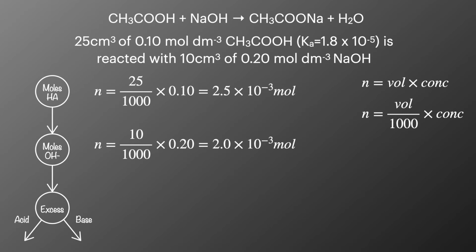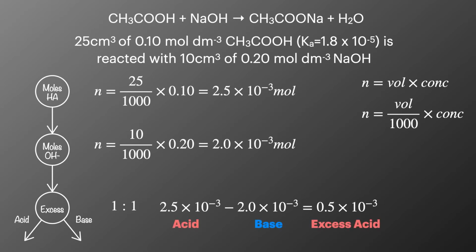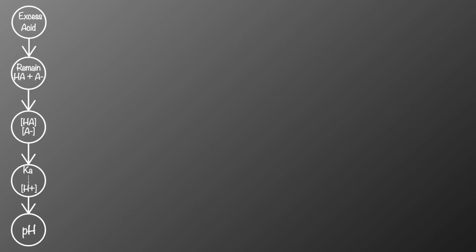We then look back at our equation and see that the reaction ratio is 1 to 1, so we can simply subtract the moles of base from the moles of acid, which shows an excess of acid by 0.5 times 10 to the minus 3 moles. In the next step, things get a bit more complicated. The maths is no more challenging, but it's the process which you must work through to arrive at the answer which is the hardest part to master.